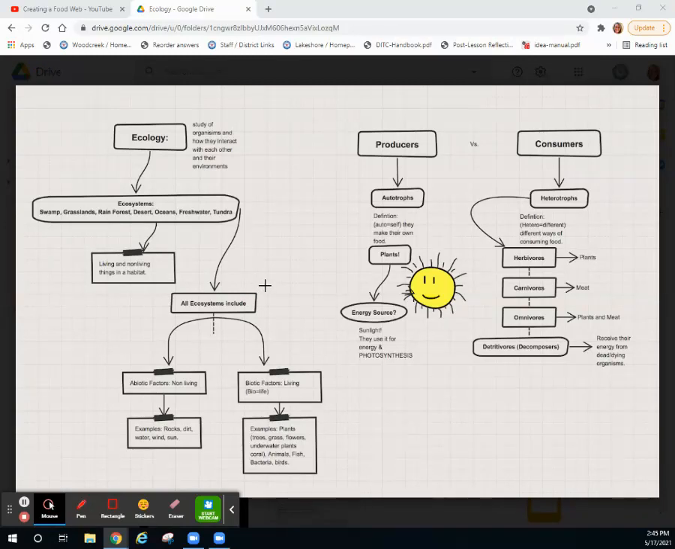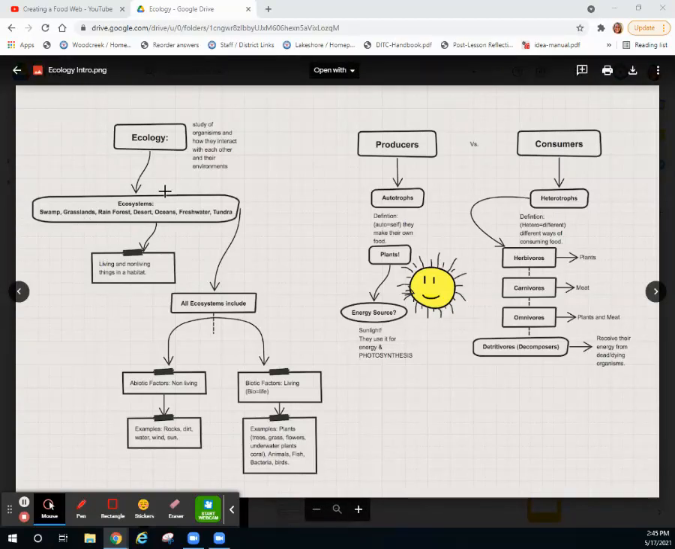In science, we love to use Greek prefixes and suffixes and Latin prefixes and suffixes to give meaning to a word. So bio is used frequently, and bio means life. And so when we put an A in front of bio, we create a negative. And so abiotic is no life or non-living.